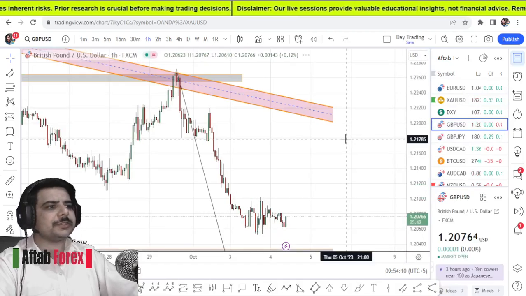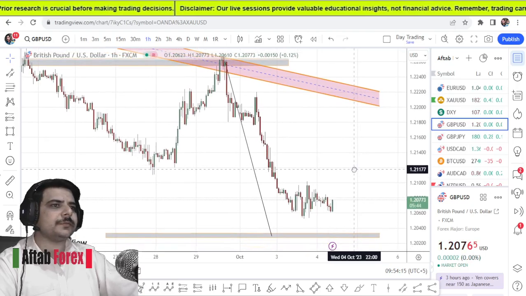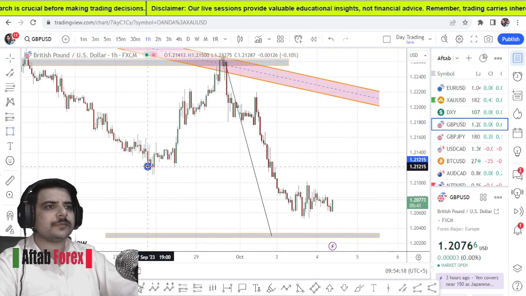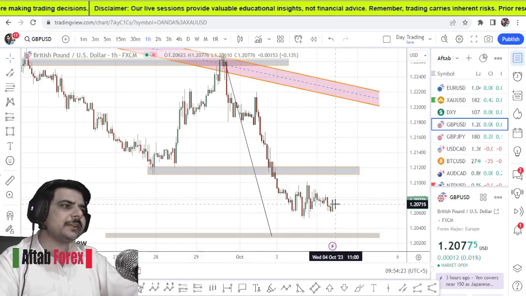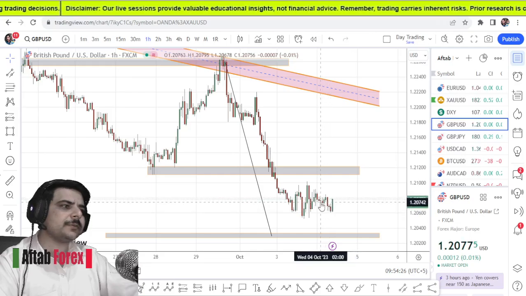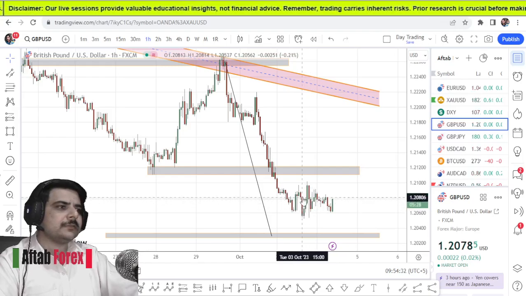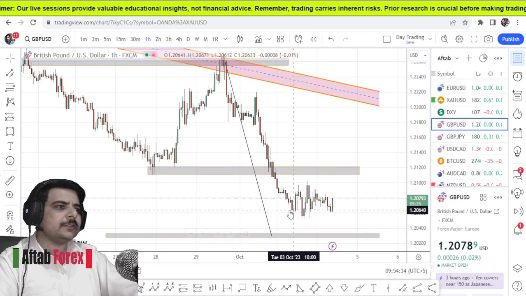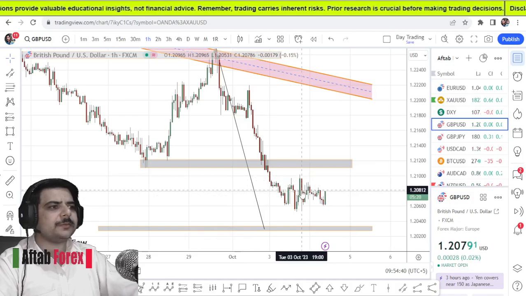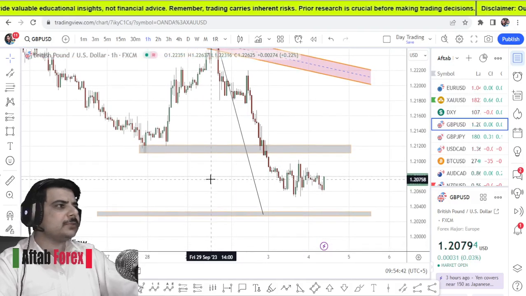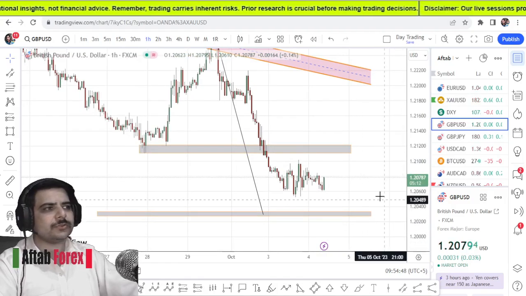Pound dollar, same situation that I discussed yesterday, as I have discussed it on euro dollar, same situation going on right here. So yesterday when I was running the analysis, it dropped a little bit, then it went back up, and clearly it is consolidating. So for me 1.21200 is the level, and 1.20200 is the level.